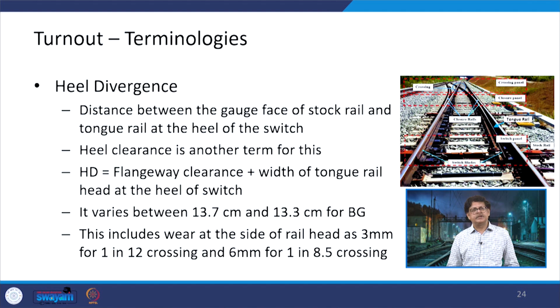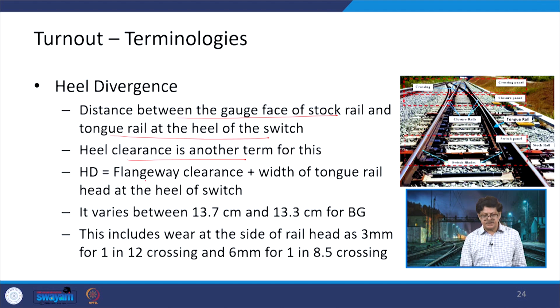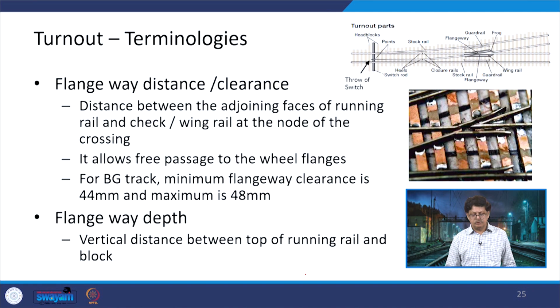Now, let us talk about the heel divergence, because this is being provided at the heel where the stock rail and the tongue rail are being connected. So, this is the distance between the gauge face of the stock rail and the tongue rail at the heel of the switch. So, somewhere at the back it is provided. Heel clearance is another name for the heel divergence. Now, this heel divergence is the flangeway clearance plus the width of the tongue rail head at the heel of the switch. Okay, so, what is this?